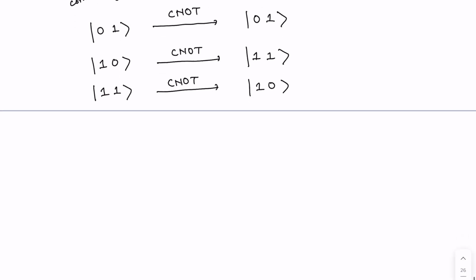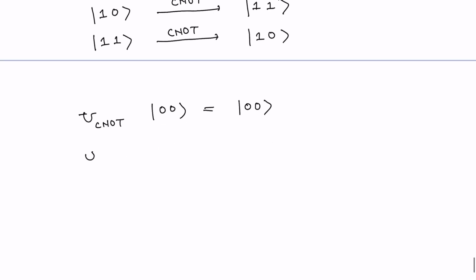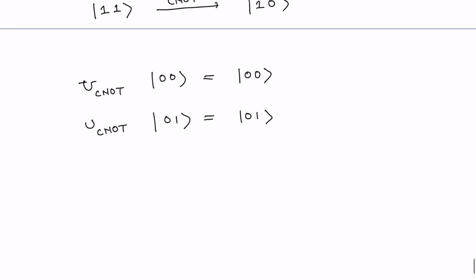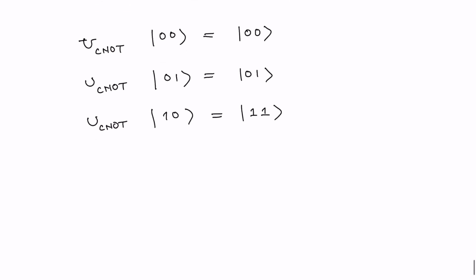So let me summarize its operation. When the CNOT gate operates on 0 0, it remains as it is. If it operates on 0 1, it again remains as it is because your control here is 0. If it operates on 1 0, because your control is now 1, the target is going to get flipped, so it would become 1 1. And if it operates on 1 1, the target is going to get flipped and it would become 1 0.